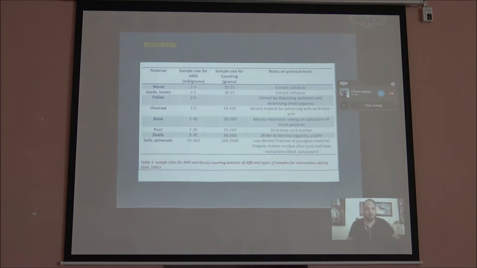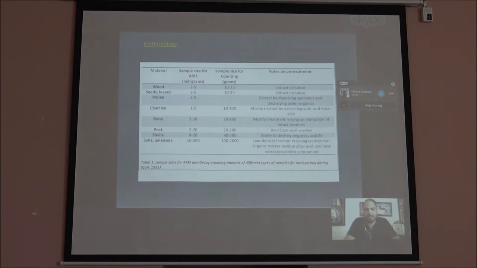This is a table where we can see some specifics for AMS and decay counting analysis of different types of samples. The difference between the two methods, as you can see, is that the sample size for AMS is much smaller than the sample size for decay counting. So for example, if we need to date wood, we only need 2 to 5 milligrams for the accelerator mass spectrometry technique, but we need 10 to 25 grams. It's so much more sample for decay counting.